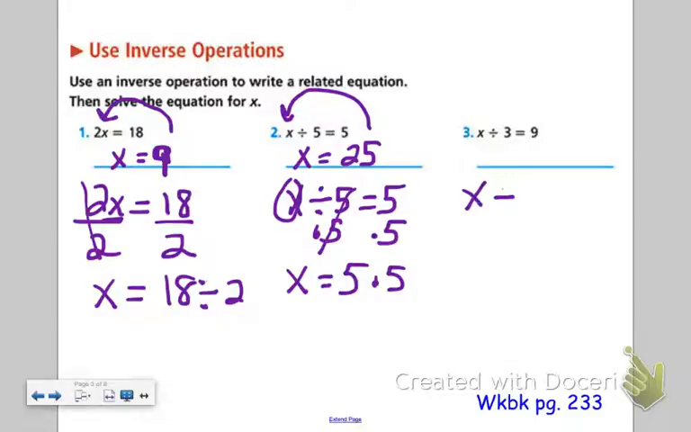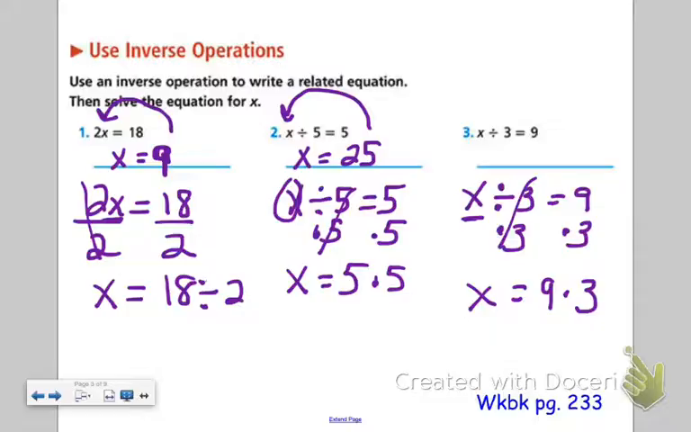x divided by 3 equals 9. We have a division equation again, which means I'm going to multiply by 3 in order to get my x by itself. x is going to be equal to 9 times 3. That's the related equation. And that means x must be equal to 27. And we can check it. We can plug it back in using the substitution step. 27 divided by 3, yep, that gives you 9. 9 is equal to 9.